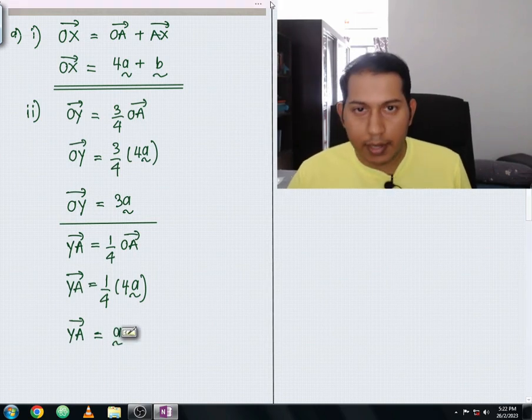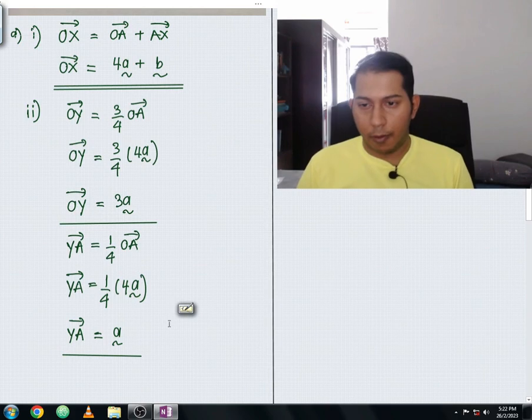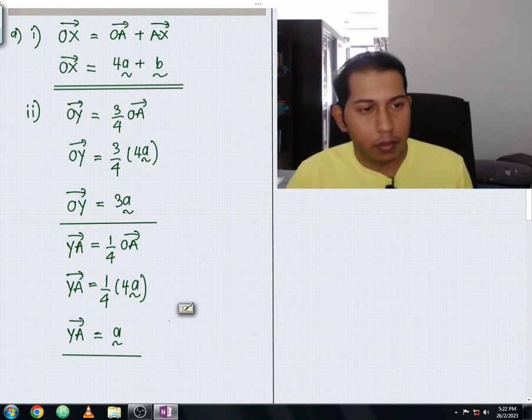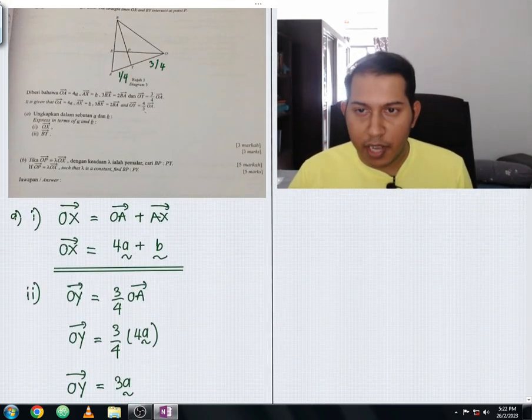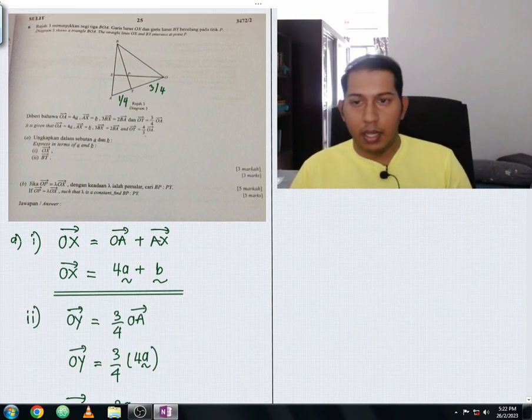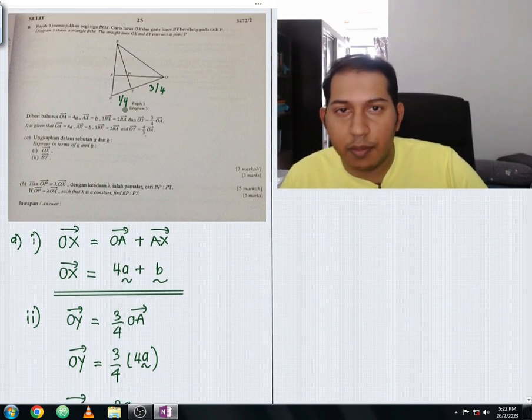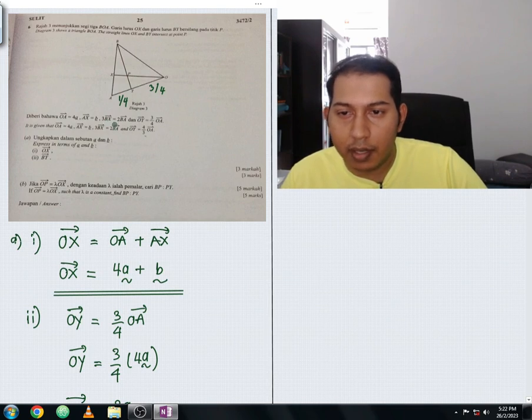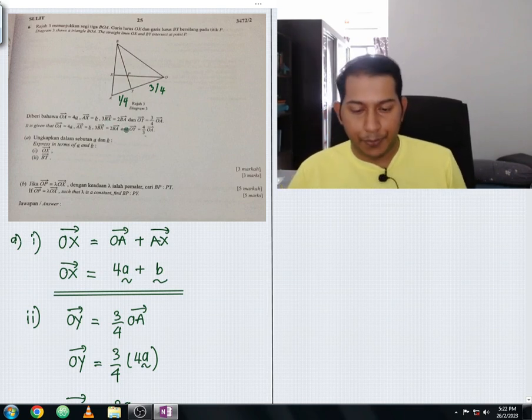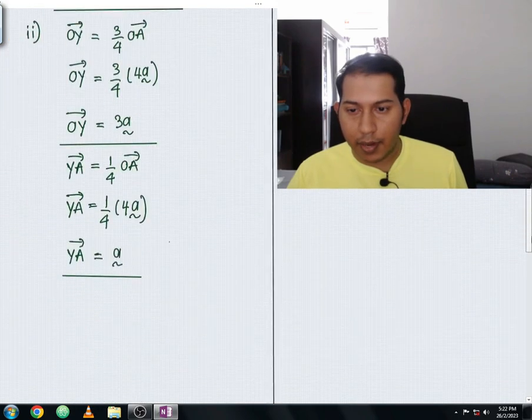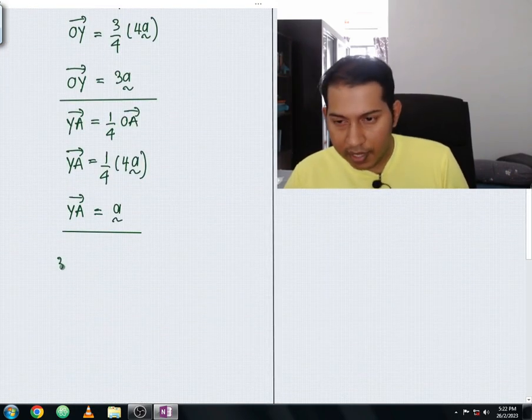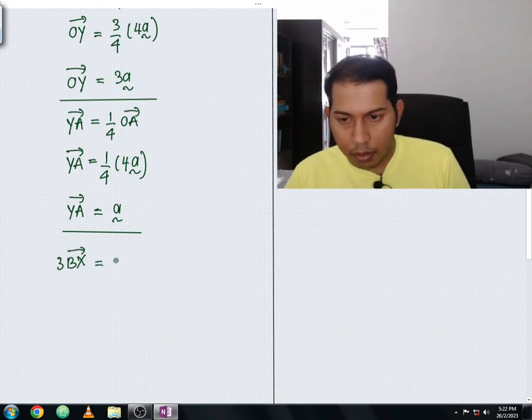Okay, so let me underline this as well. This will probably be useful towards our final working, but for now we hold it first. Now let us focus on this set of information where 3 times the vector bx is equal to 2 times the vector ba. So from here let us write it down: 3 times the vector bx is equal to 2 times the vector ba.